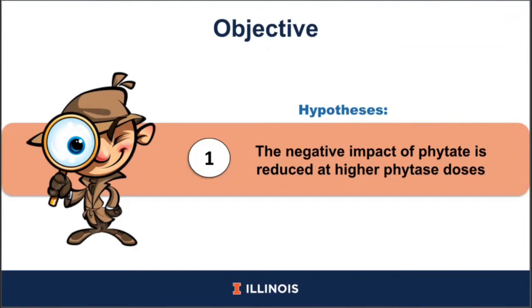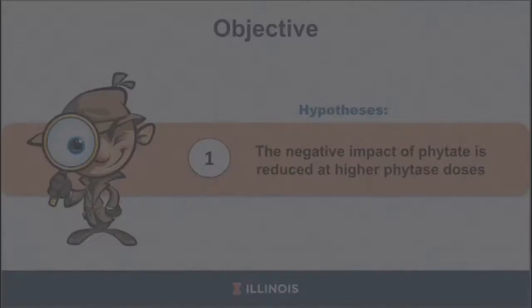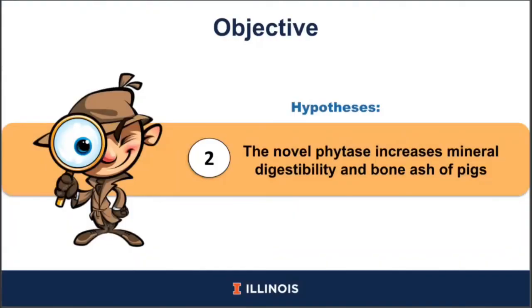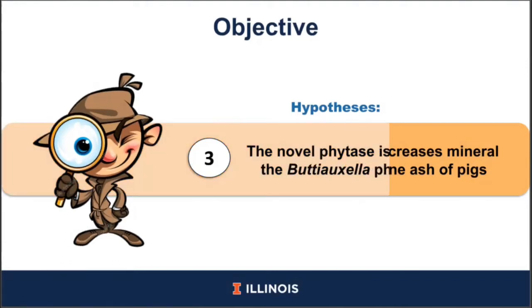Therefore, an experiment was conducted to test the hypothesis that the negative impact of phytate is reduced at higher phytase doses. It was also the objective of this research to test the hypothesis that inclusion of the novel phytase to diets increases bone ash and apparent whole tract digestibility of minerals in diets containing varying phytate concentrations. And lastly, to test the hypothesis that the novel phytase is as effective as the Buttiauxella phytase in exerting positive effects on nutrient digestibility and bone ash in young growing pigs.